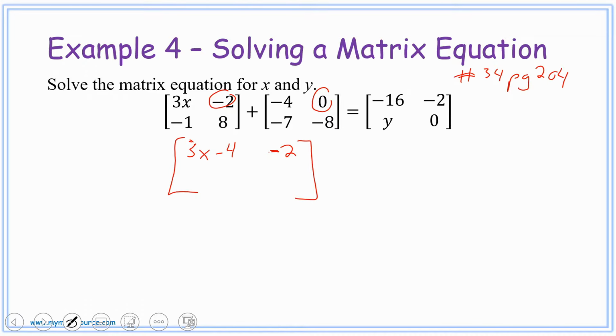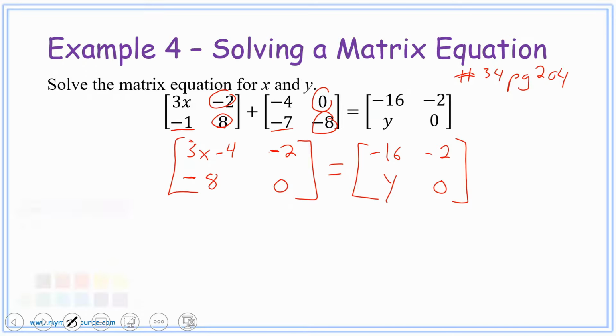For the first row, third column right here, we're going to have negative 1 plus negative 7. Well, that's going to give us negative 8. And then the last one, we have 8 plus negative 8, and that gives us 0. Now notice that it's set equal to another matrix. And remember, corresponding entries in equivalent matrices are the same. So that means 3x subtract 4 must be equal to this entry. And so we have 3x subtract 4 equals negative 16. We notice that negative 2 does equal negative 2 and 0 does equal 0.